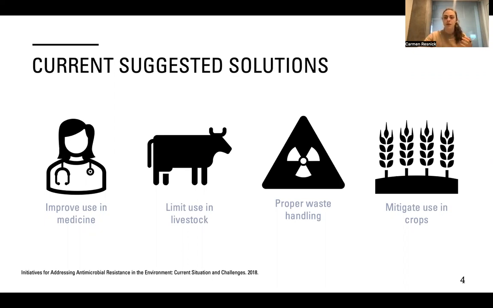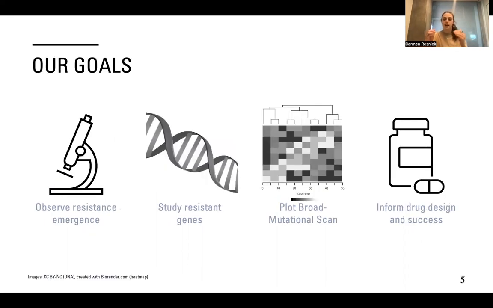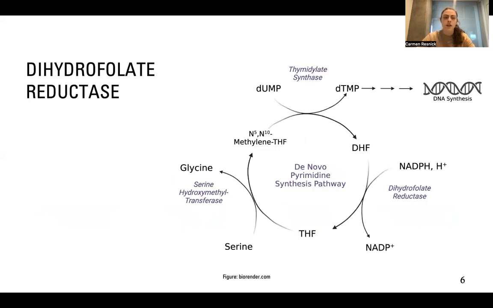What I'm looking at, however, is taking a step deeper, and I'm looking at actually studying the genetic sequence that's allowing these species to develop resistance in the first place. And we're doing this by using what's called a broad mutational scan, which I'll get into later. But what that means is we're looking at how nearly any possible mutation, even ones that don't exist in nature yet, can confer resistance. And this allows us to inform future drug design as well.